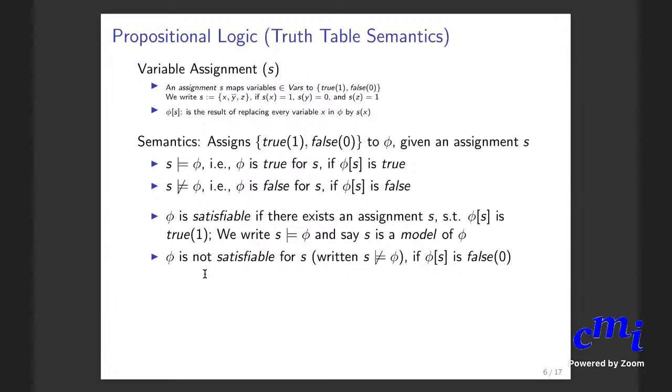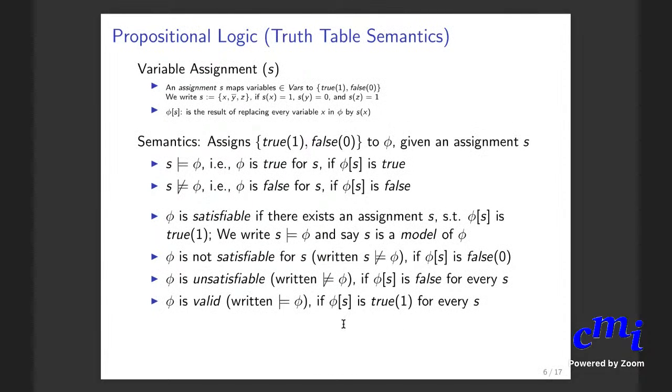So phi is said to be not satisfiable for a given variable assignment, written as not of phi, if, when you substitute that truth value assignment, it is false as per the rules of the semantics that we defined earlier. And phi is said to be unsatisfiable if for every truth value assignment, phi of S is false.